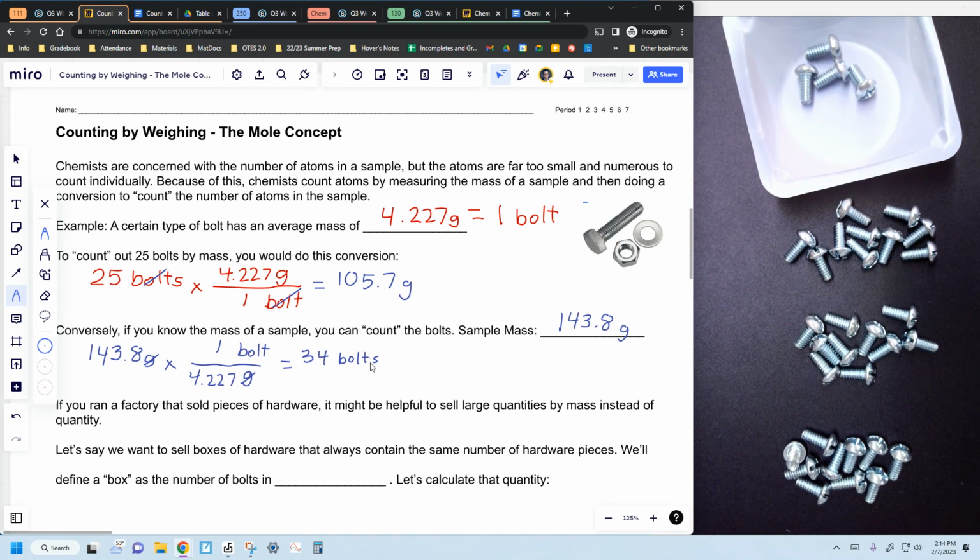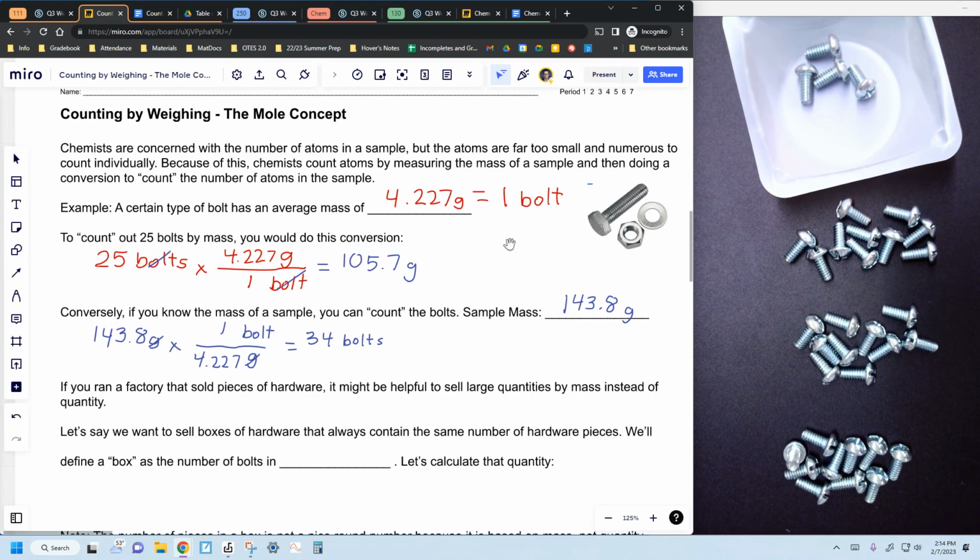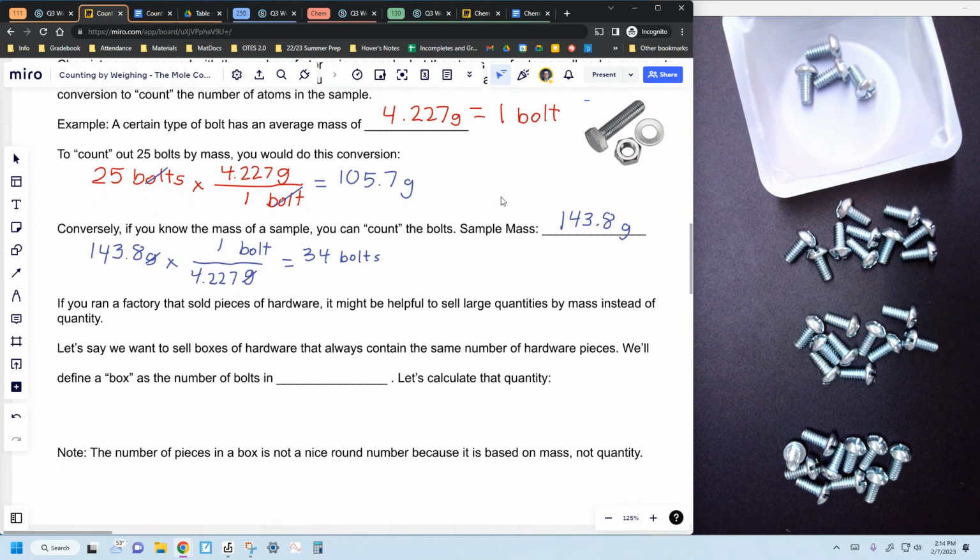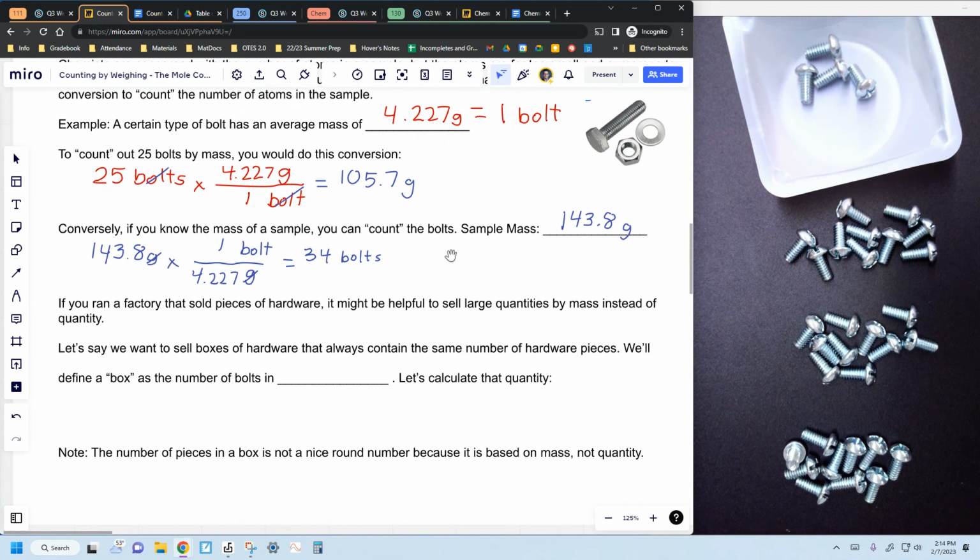Okay. All right, so continuing on with this concept, what if we did want to scale it up? What if we wanted to imagine that we ran a warehouse that sold these bolts? It might be helpful to have a different unit that was kind of scaled up. So we're going to define a new counting unit for our bolts, and we're going to call this counting unit a box. And I would literally put the bolts in a box.